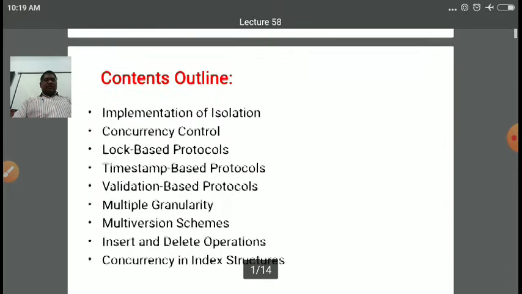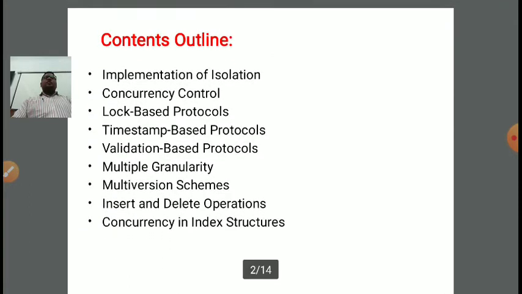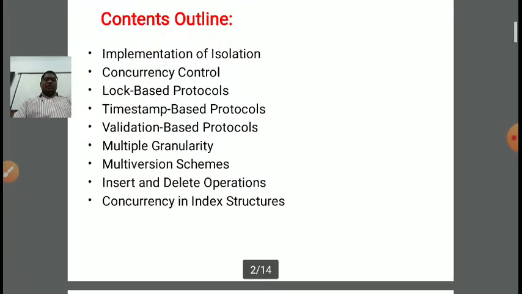So till now we covered how to implement the isolation property in transactions, how to maintain concurrency when more than one transaction is running in parallel, and how to ensure that the operation of one transaction doesn't influence the operation of another transaction. Then some log based protocols we covered.